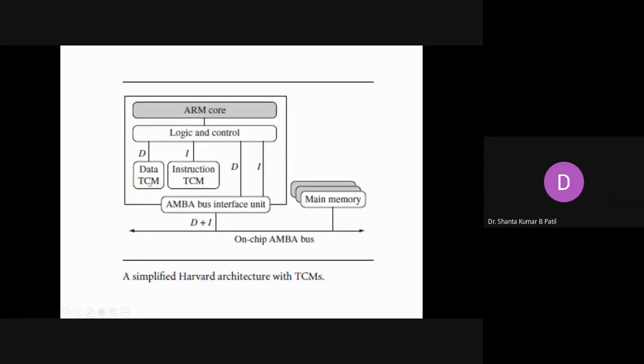As I told, TCM is a tightly coupled memory, a small memory built on the same chip as the processor. Sometimes we use a TCM for the data and a separate TCM for the instructions. Such an architecture we call the Harvard architecture. In the case of von Neumann, this facility is not there. Only one TCM will be there, and that TCM is used for the data as well as instructions. The beauty of the Harvard architecture is you can use a separate TCM for the data and a separate TCM for the instructions.